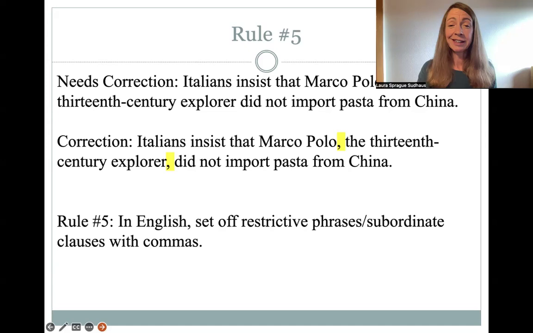Remember that rule in English, set off restrictive phrases or subordinate clauses. I always call it subordinate clauses. Your book calls it dependent clauses with commas. 3.2.2.e.